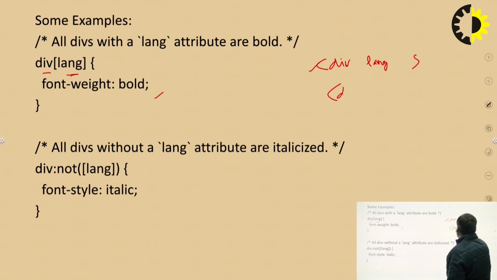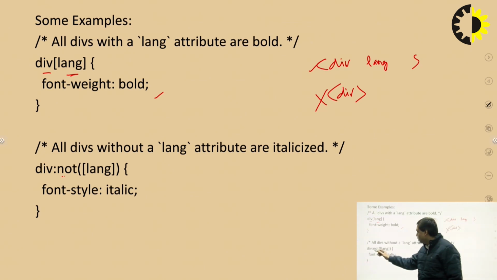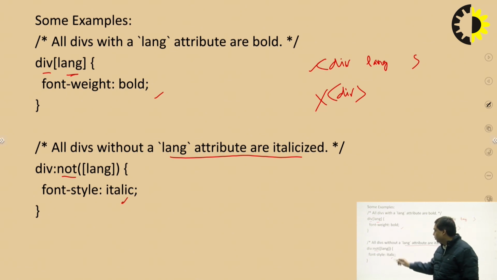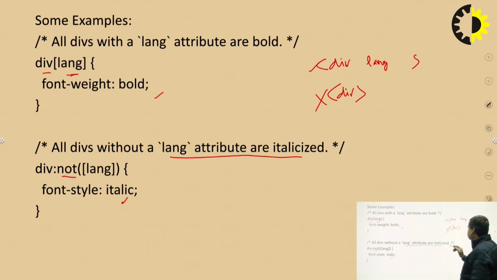If you have written a div tag and there is no language attribute, the CSS is not applicable to this div tag. Now we can make the reverse of this first example. In this we are putting the not symbol. So for any div tag where the language attribute is not mentioned, we are applying the CSS font-style equal to italic.